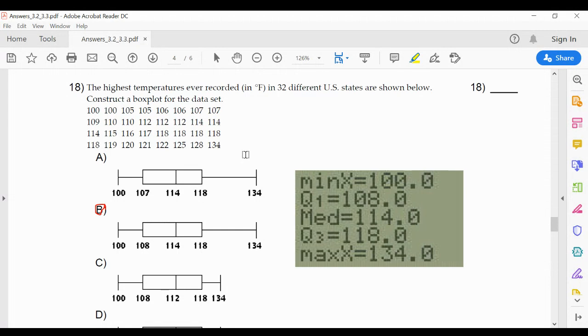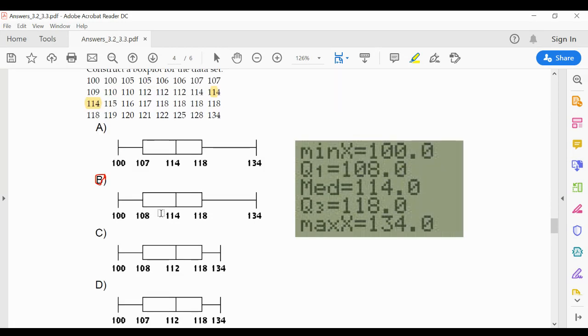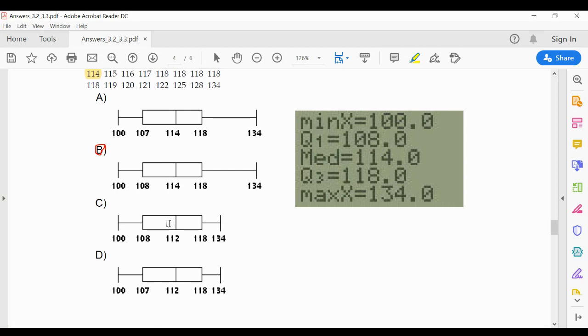Same thing here. I could find the median on my own. There's 32 numbers. 32 plus 1 is 33; halfway, 33 over 2 is 16.5. So I would take the 16th number and the 17th number and average those two out. 114 plus 114 is 228. Half of that is 114. What that would tell me is it can't be letter C nor can it be D.